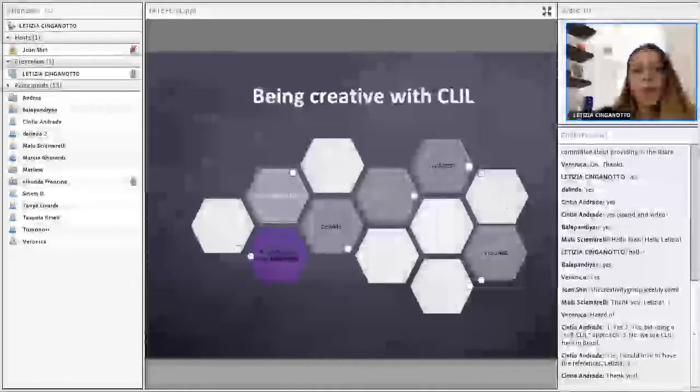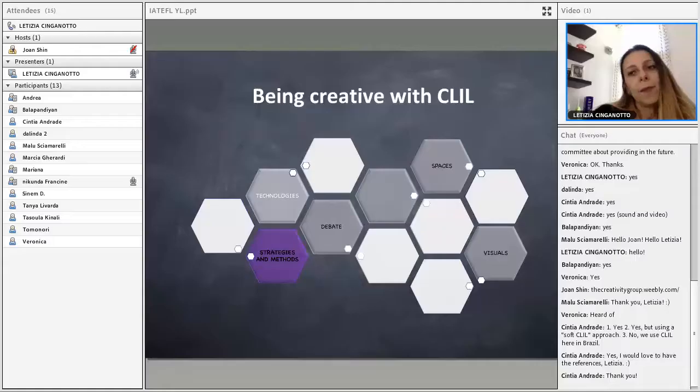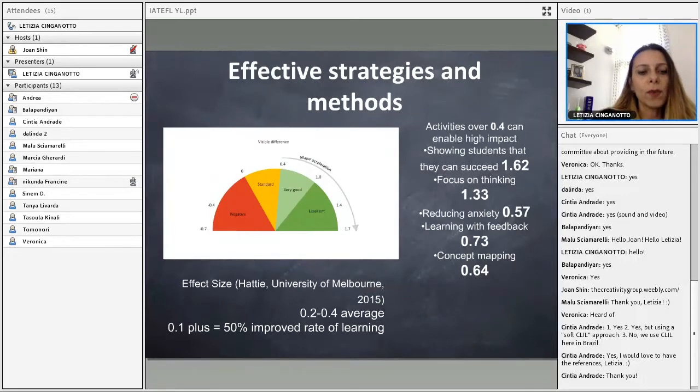So how can you be creative with CLIL? As I said, CLIL means to be innovative and to be creative, to be open-minded. And I'm going to show you some examples of how you can be creative and innovative in a CLIL environment. So I'm going to refer to some ideas, some inputs, and in particular, I'm going to mention some strategies and methods that you could use. I'm referring to technologies, I'm referring to spaces, and to visuals.